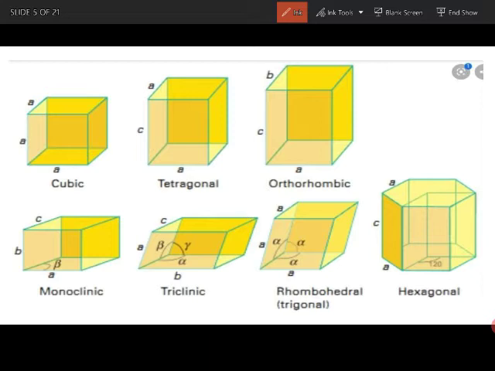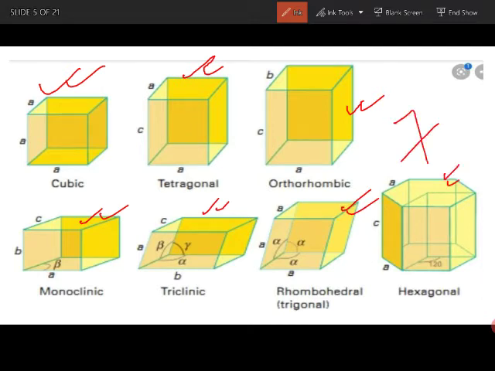Here I am showing you. One is cubic, okay? Number 2 is tetragonal. Number 3 is orthorhombic, then monoclinic, triclinic, rhombohedral, and hexagonal. So these are the 7 different types of crystal structure that you should be knowing, okay? Now one will be a length, one will be a breadth, and this you can consider as height. That is all up to you. So you can label them as A, B and C.